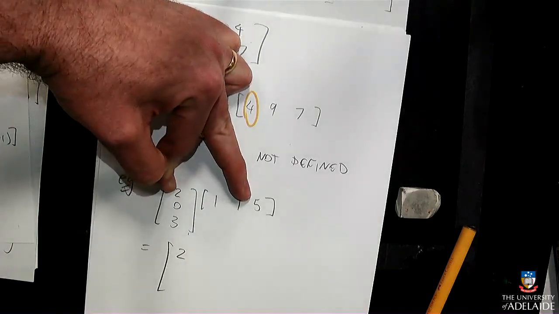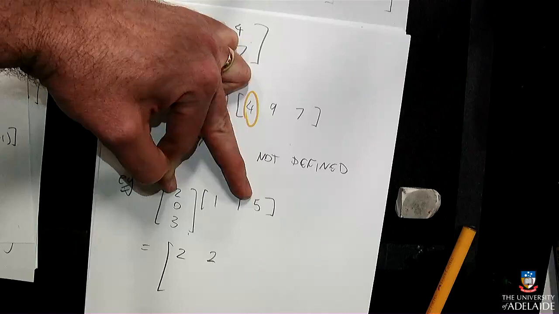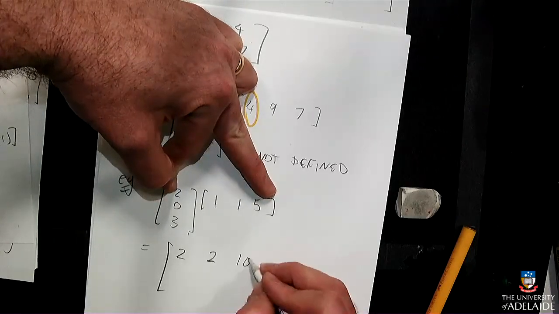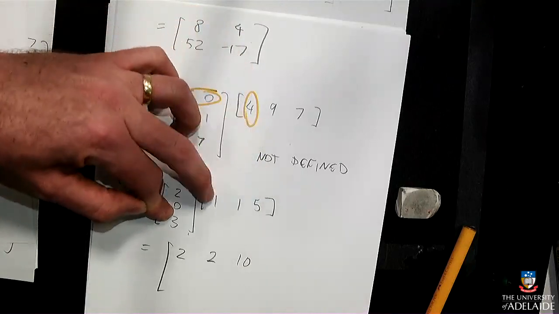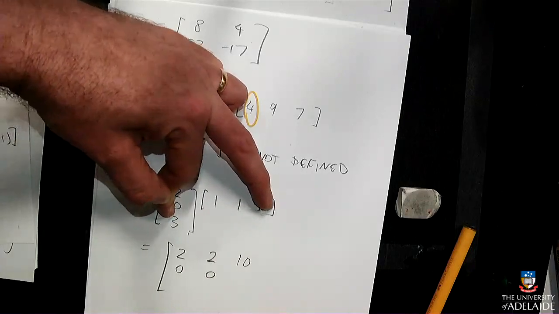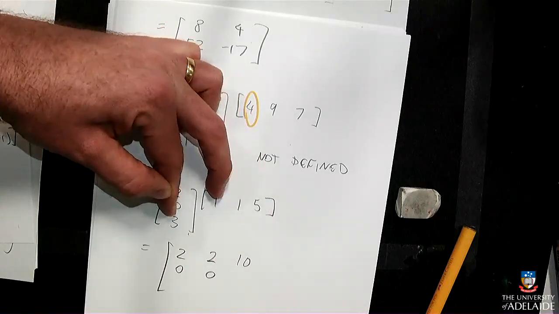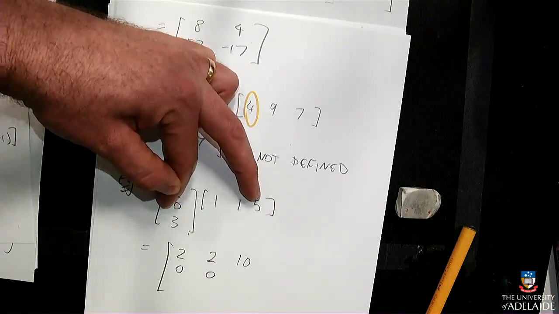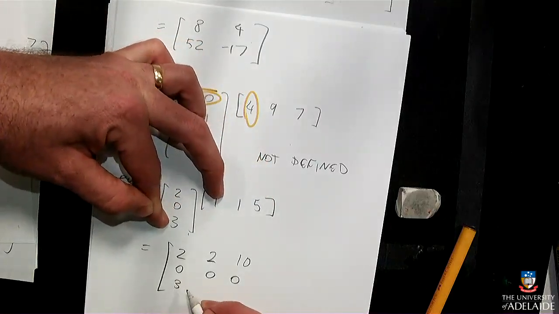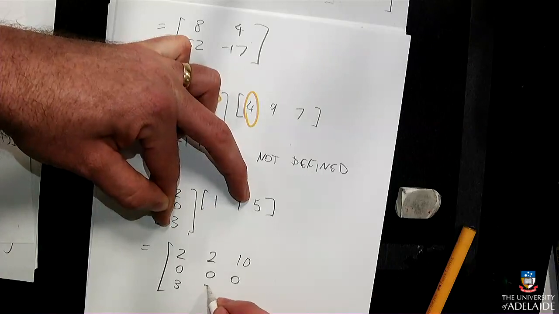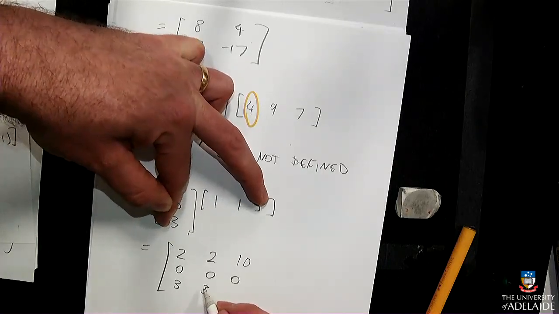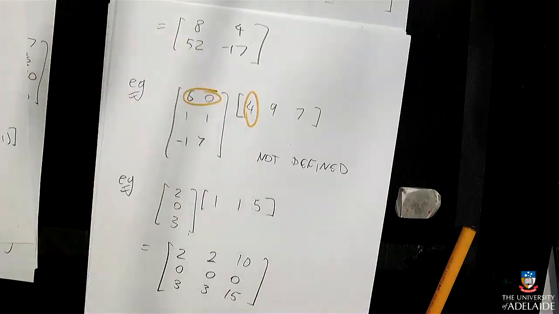Row 2 and column 2. 2 times 1 is 2. Row 1 and column 2. Row 1 and column 3. 2 times 5 is 10. Row 2 and column 1, 0. Sorry, row 2 and column 1, 0. Row 2 and column 2, 0. Row 2 and column 3, 0. Row 3 and column 1, 3 times 1 is 3. Row 3, column 2, sorry. Row 3 and column 3, 3 times 5 is 15.